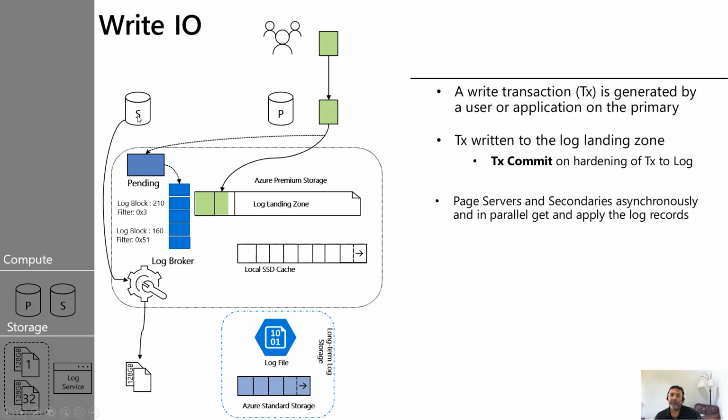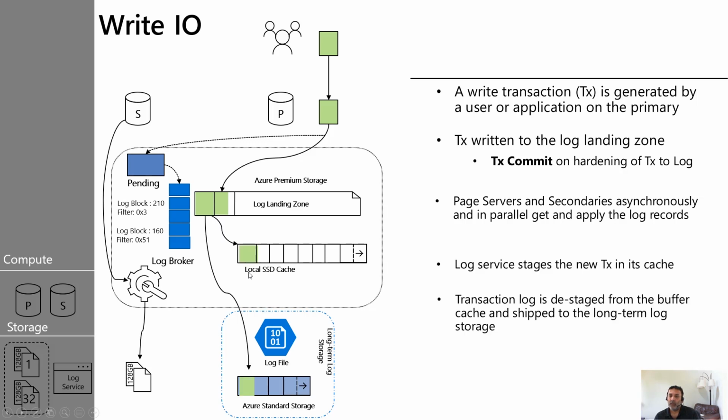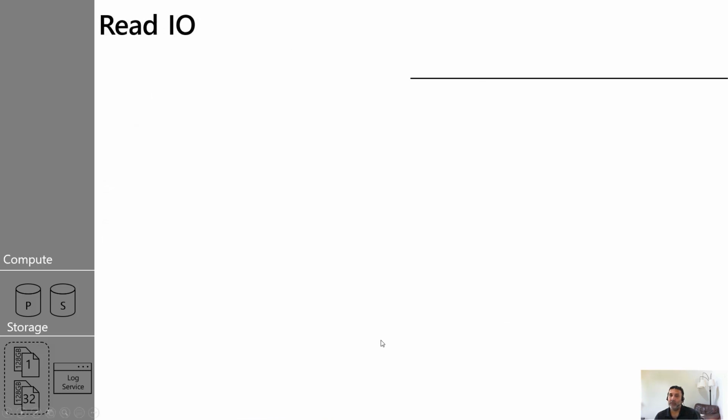When a secondary requests log from the xlog process, broker services that log. Right? So the log then ages out from the landing zone into local SSD cache, called the log cache here, and then is destaged finally to Azure Standard Storage. Right, so that's kept for the retention period.